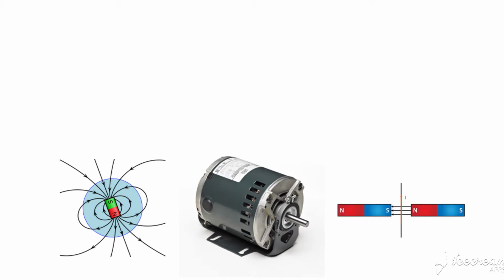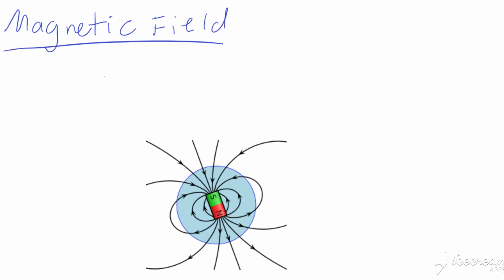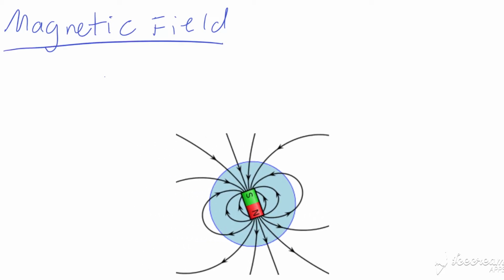So, what is a magnetic field? Well, generally defined, a magnetic field is a region around a magnetic object or a moving electrical charge within which the force of magnetism acts. For the purposes of our definition regarding electric motors, we'll look at the main cause, which is the movement of charge.